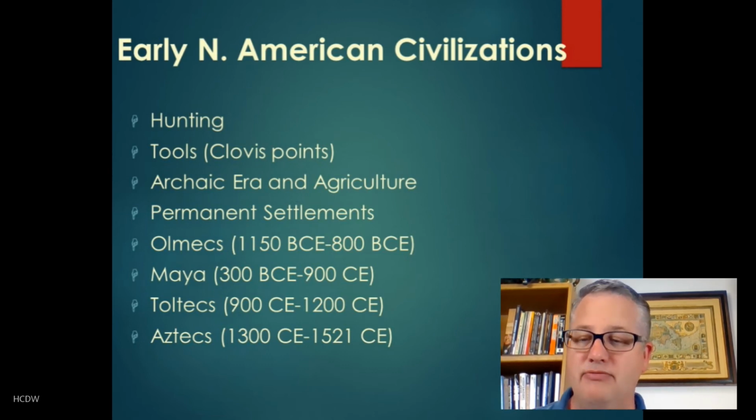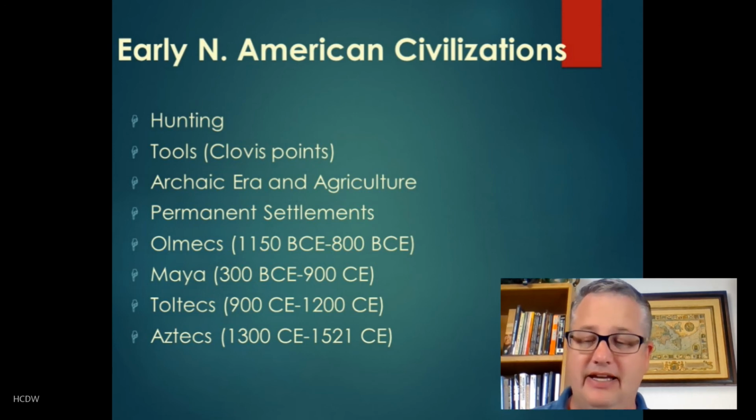The largest and most advanced of these societies included the Olmecs from about 1150 BCE to 800 BCE, the Maya from about 300 BCE to 900 CE, the Toltecs from about 900 to 1200 CE, and the Aztecs from about 1300 to 1521. These more advanced societies developed languages, mathematics, architecture, and irrigation techniques, all of which, again, we're going to be talking more about in the next couple of lectures.